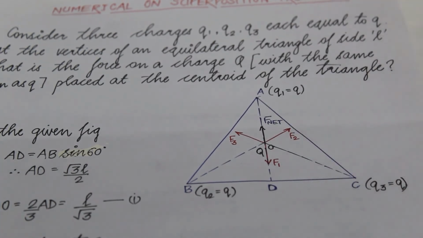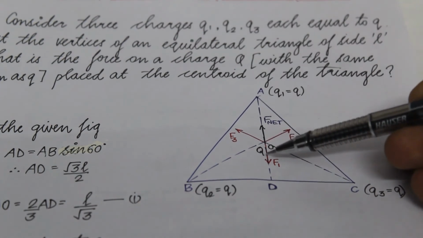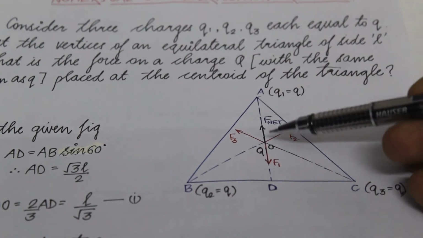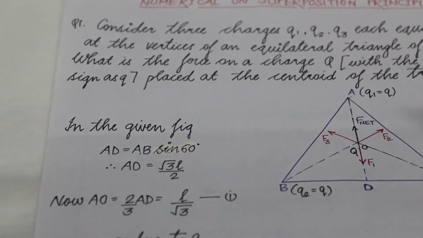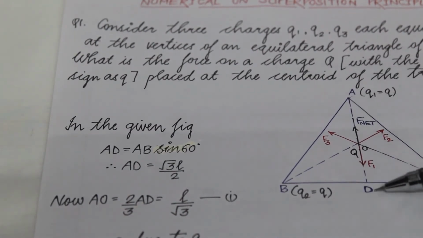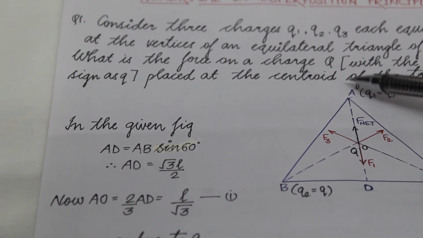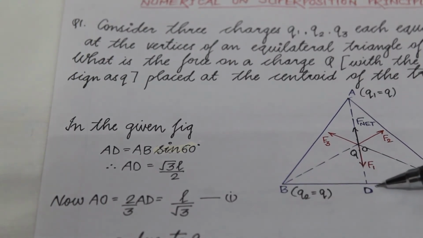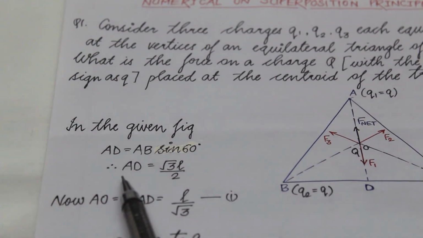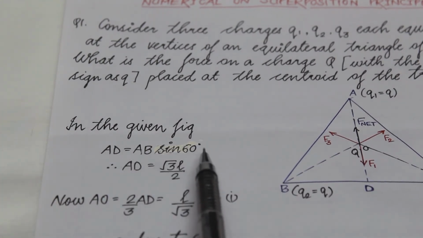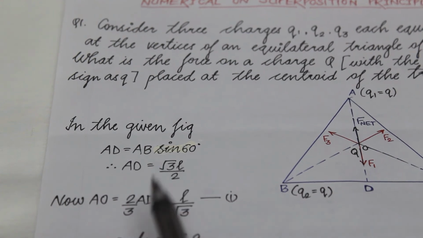So first, as we know, according to Coulomb's law, force is given by K Q1 Q2 by distance square. We don't know the distance between A and O. So first we need to find out AO. Now how will we find out that? As AD is a median, here ABD is a right angle triangle. Using that we can find out AD. So AD will be AB sin 60, that is √3L by 2.